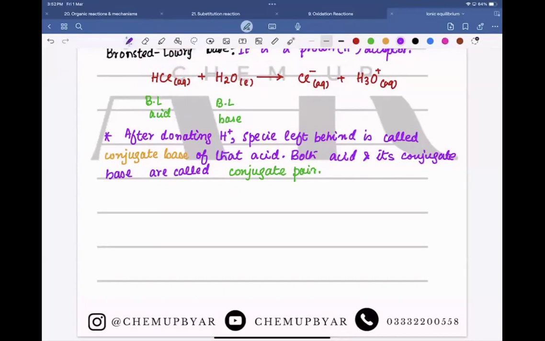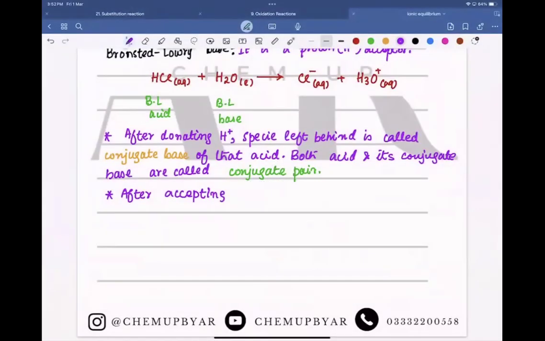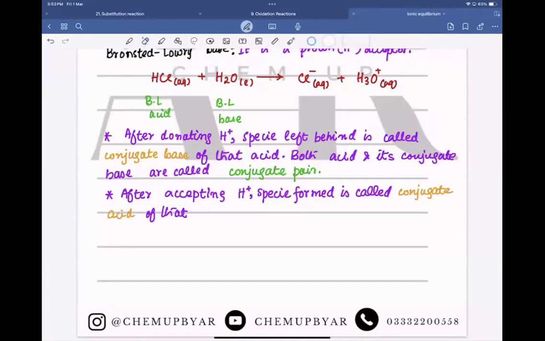Okay. Now what is the base doing? It is accepting the proton, right? So the species formed after accepting a hydrogen ion is called the conjugate acid of that base. So in the above case, water is a base, so H3O positive is formed by water when it accepts the hydrogen ion. So it would become the conjugate acid of that base.